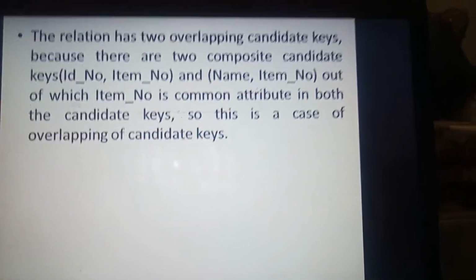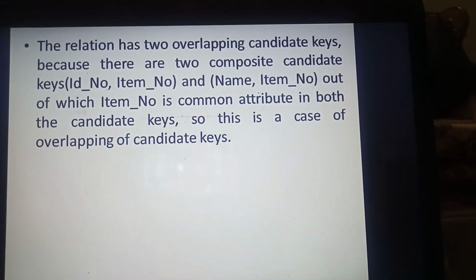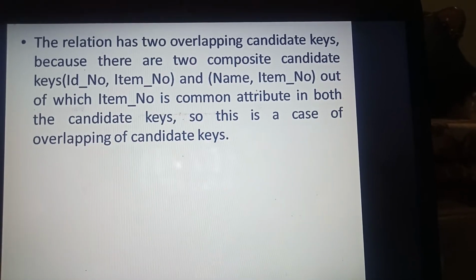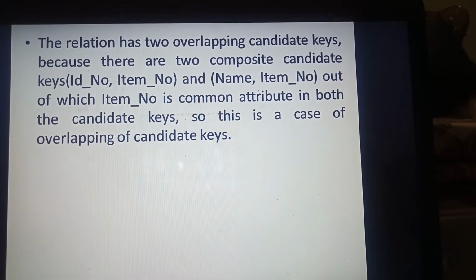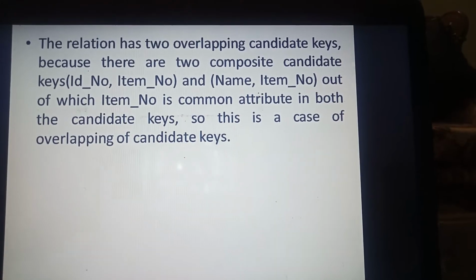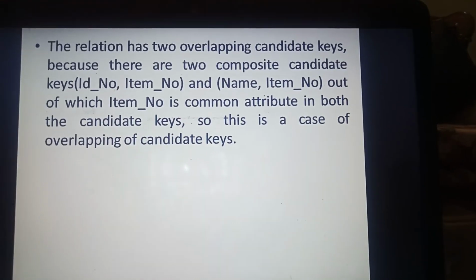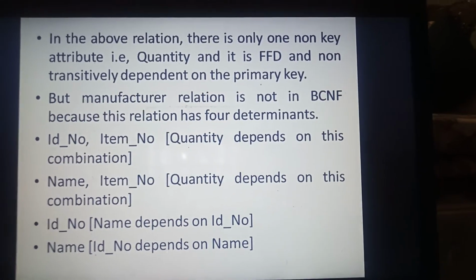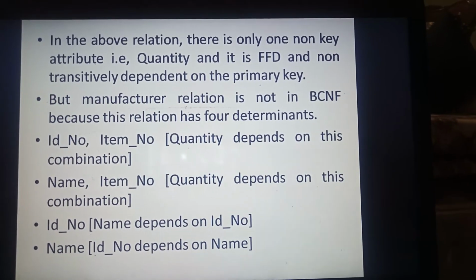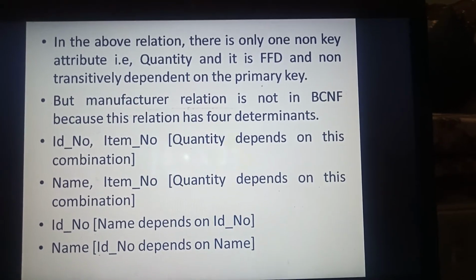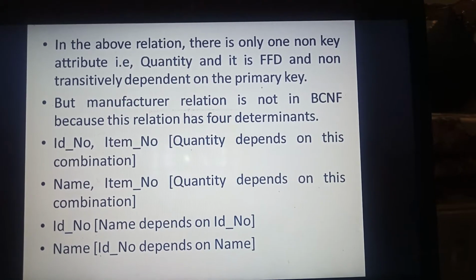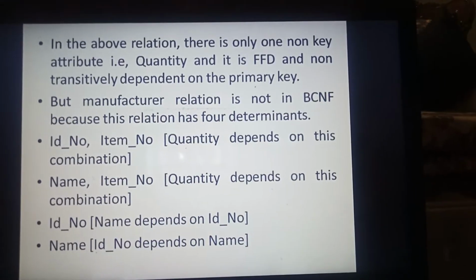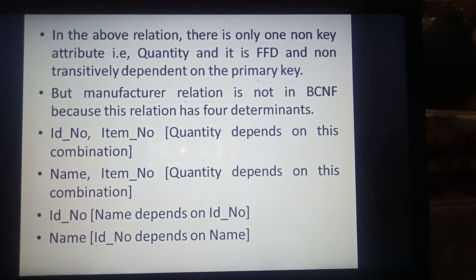Now the relation has 2 overlapping candidate keys because there are 2 composite candidate keys. Here we have ID number and item number, and also name and item number. So there is a concept of overlapping candidate keys in the above relation. Now in the above relation, there is only one non-key attribute, that is quantity, and it is fully functionally dependent and non-transitively dependent on the primary key. So we can easily say that the above relation is in 2NF and 3NF.